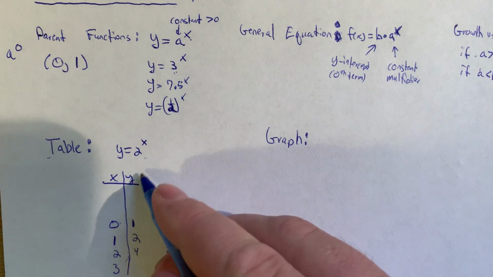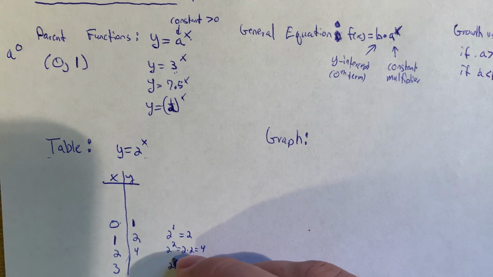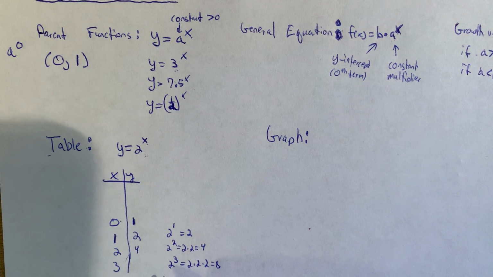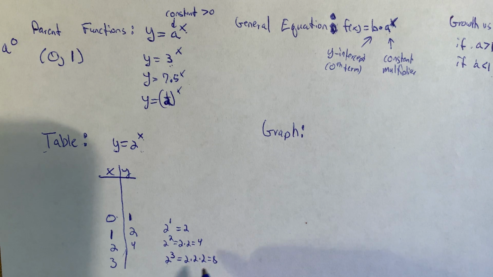When x is 3, we'll put a 3 there. 2 to the third power means 2 times 2 times 2, which is 8. Remember, exponents tell you how many times to multiply by something. What about when x is 4? What will y be?